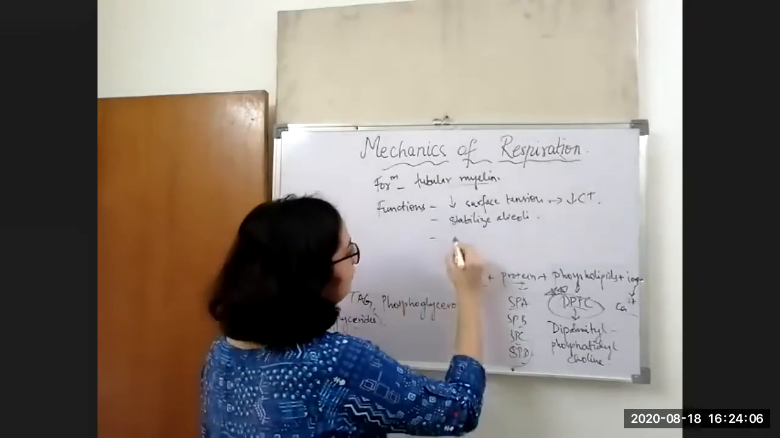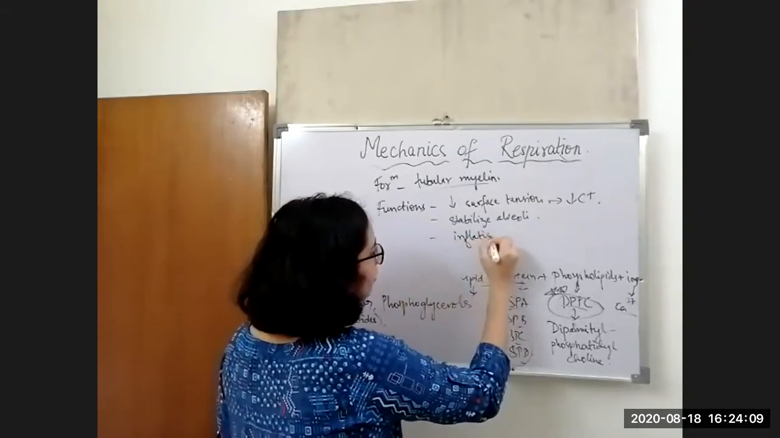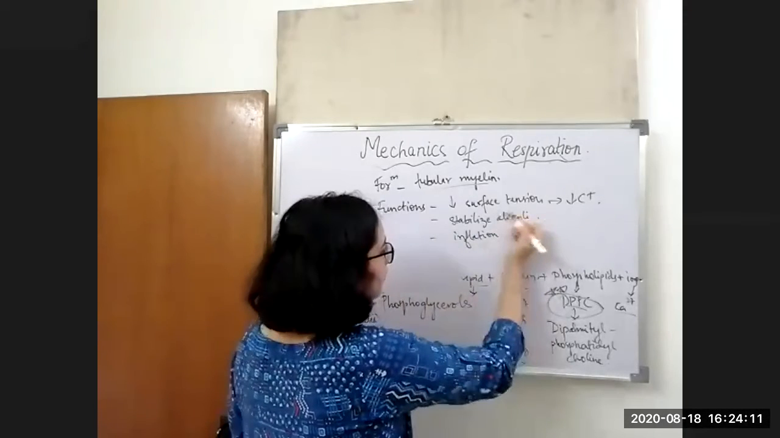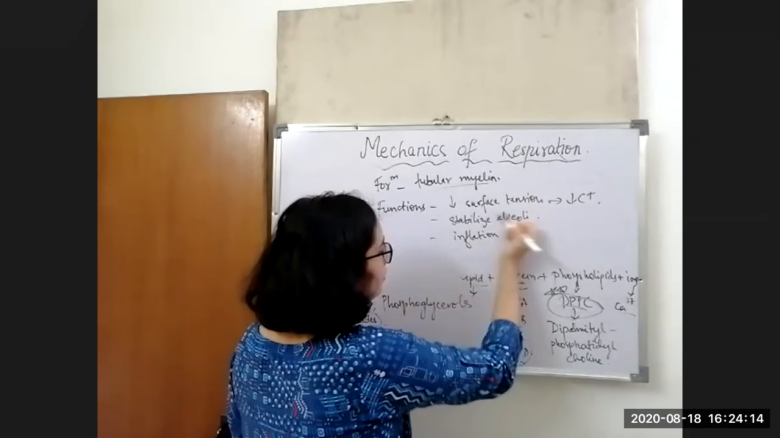Okay. Third one is your inflation. Inflation after birth. Okay. And lastly, defense against infection. Okay. So these are your 4 main functions: decreasing the surface tension, thus decreasing the collapsing tendency of the lung. It stabilizes the alveoli. Inflation of lungs. Inflation of lungs after birth.